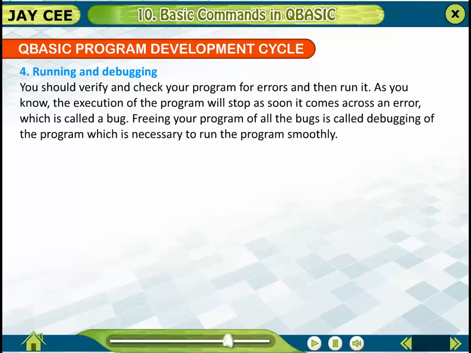Running and debugging. You should verify and check your program for errors and then run it. As you know, the execution of the program will stop as soon as it comes across an error, which is called a bug. Freeing your program of all the bugs is called debugging of the program, which is necessary to run the program smoothly.